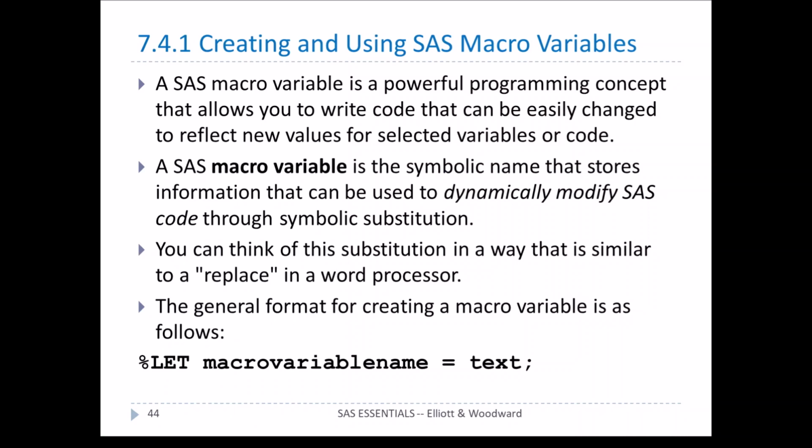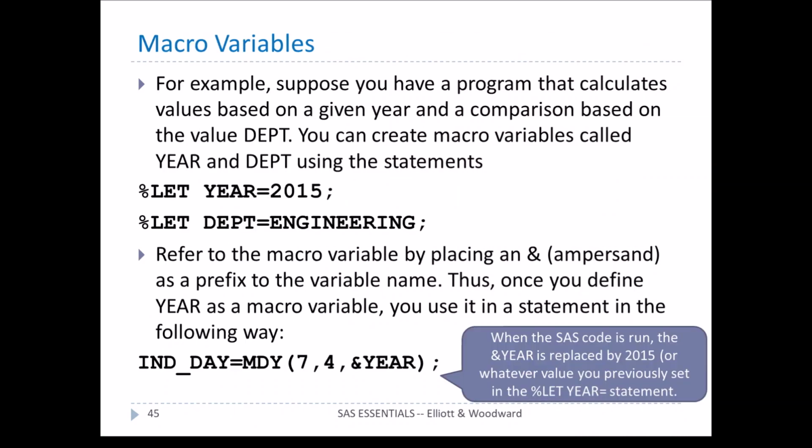So let's take a look at what that is. First of all, to create a macro variable, we use a %let statement. We say %let, macro variable name, equal, text. It's important to know that a macro variable value is always text, as we're going to see. For example, suppose you have a program that calculates values based on a given year and a comparison based on the value DEPT. You can create macro variables called year and dept, for department, using these statements. So for instance, %let year = 2015, %let dept = engineering.